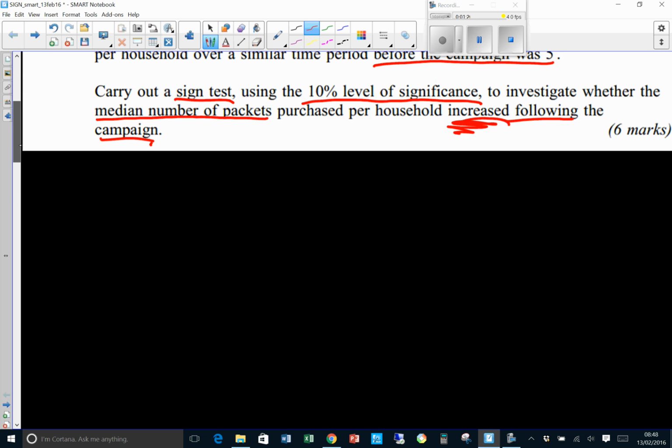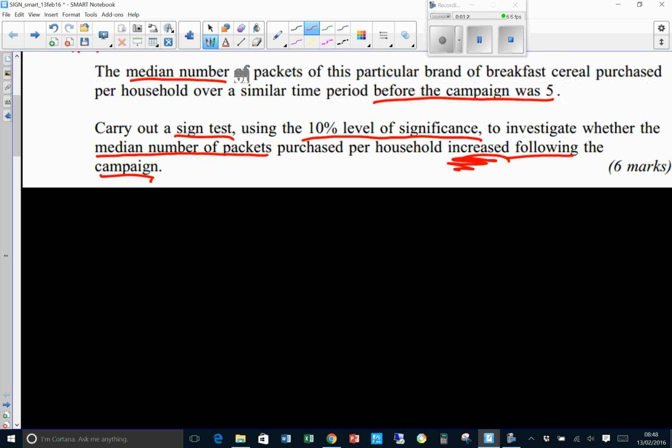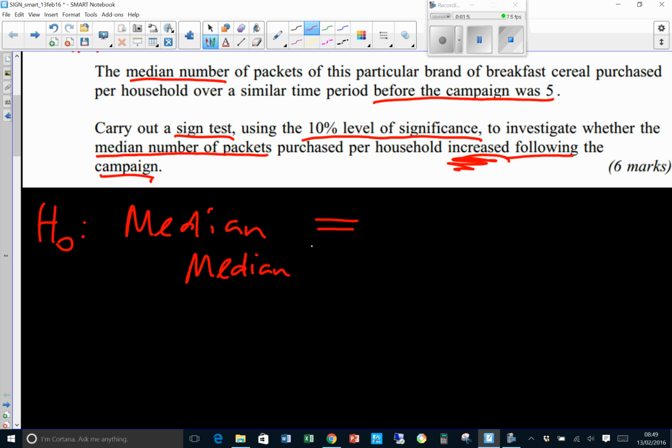So let's start by creating our hypotheses. That's the first thing we do in any of these hypothesis tests. H0, null hypothesis. In sign testing, the null hypothesis is always that the medians of the two pieces of information that we've got, the test data and whatever our baseline, are equal. So in this case, it is that the median number purchased after equals that purchased before.